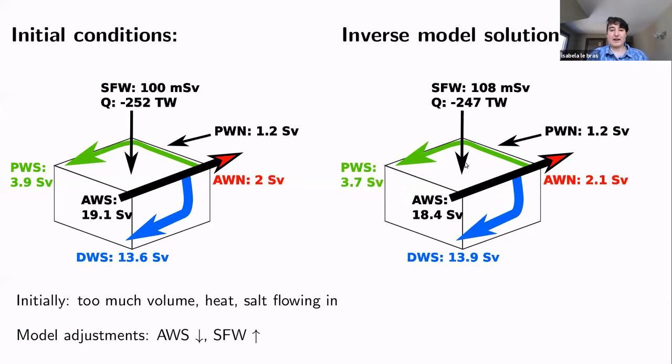This is a bit easier to see perhaps if I now put the inverse model solution in this sort of box framework. Indeed, we started out with 100 millisvergeps of surface water fluxes, and we need something more like 108. There's quite a dramatic change in the Atlantic water south. There's 19 svergeps initially, and then it decreases by half a svergep in order to get the budget to close here. Overall, there's a little bit too much volume, heat, and salt flowing into the domain. So when we run it through the inverse model, some of the big adjustments that are made are to this Atlantic water south again, and the surface freshwater, just to make sure everything balances. Again, as close as possible to the initial conditions from the observations.